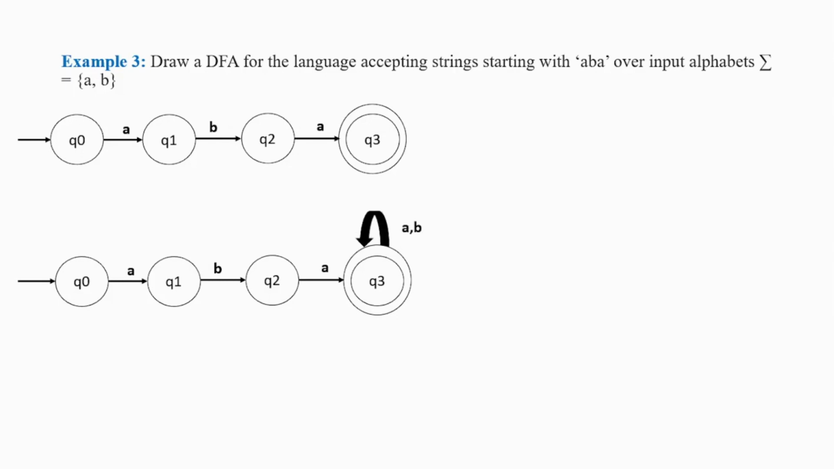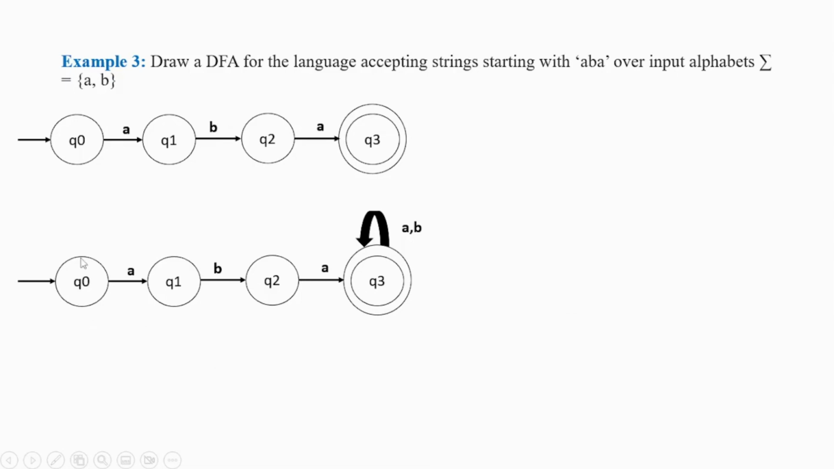After seeing ABA, the question is starting with ABA. After seeing ABA, we are not bothered about what it is followed by. So it will be in the final state only because we have met the condition. Condition is it should start with ABA. That condition is satisfied. So once that condition is satisfied, whatever it is followed by, we are not bothered. We will be staying in the final state only.